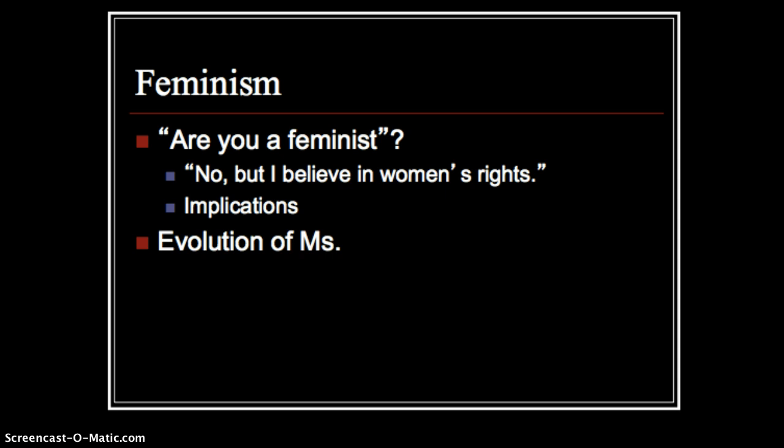In terms of the evolution of Ms., I thought this was an interesting story. Actually, also in the 60s and 70s, Ms. was something that really wasn't used. And we had Miss, M-I-S-S, or M-R-S, Mrs. And feminists decided that they wanted to create a term or a title that did not distinguish between married versus unmarried. And so they came up with MS period or Ms.